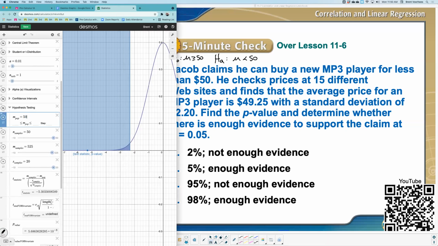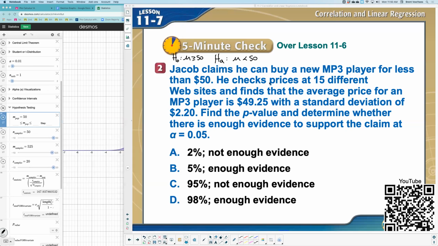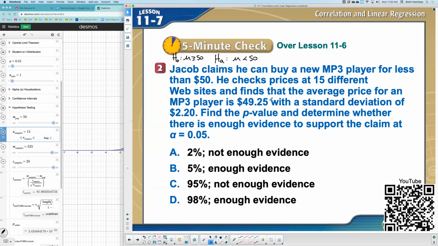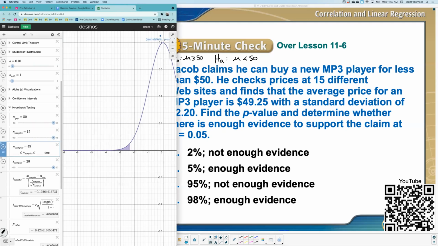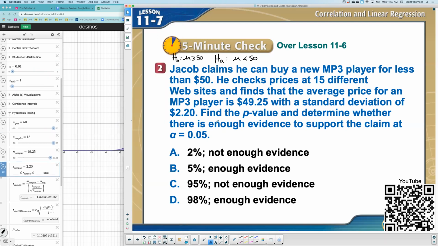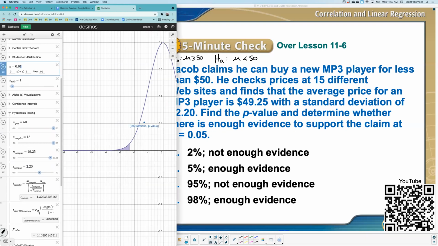So here, let's start changing our numbers. The mean of the population is 50. He checks the prices at 15 different websites. Okay, that's the number of samples, so this will be a t-distribution. The average price of the MP3 player is $49.25. The standard deviation for the samples is 2.20. We need to find the p-value and determine whether there's enough evidence to support the claim at alpha being 0.05. So let's go to 0.05.